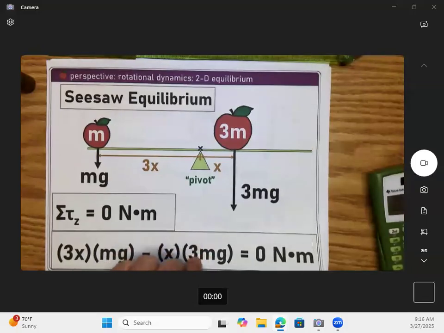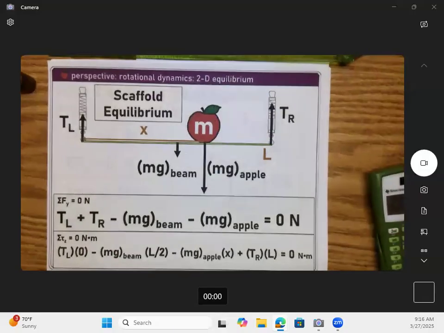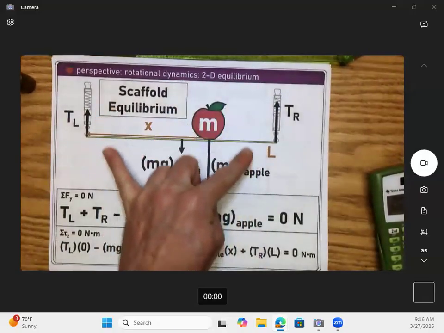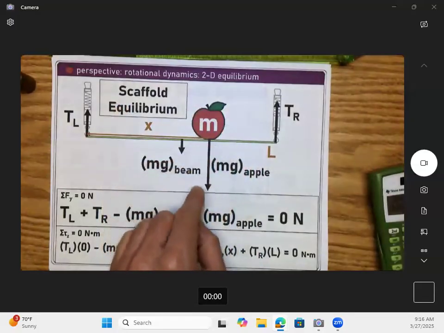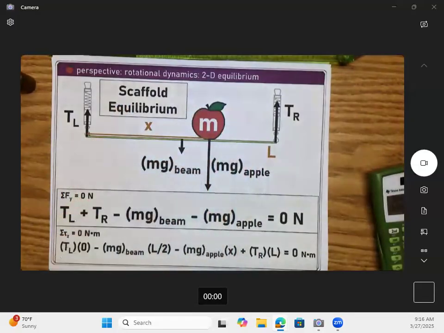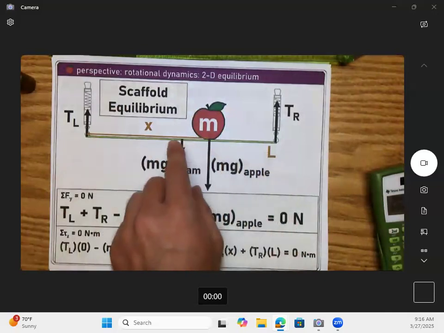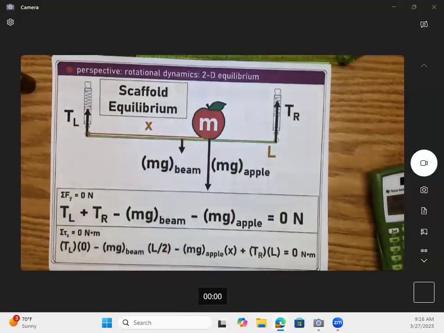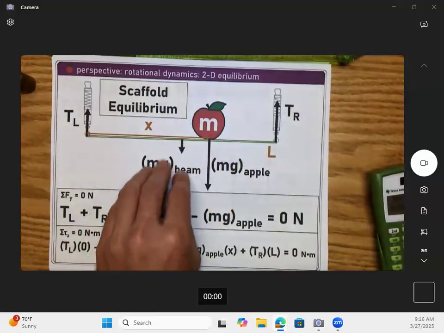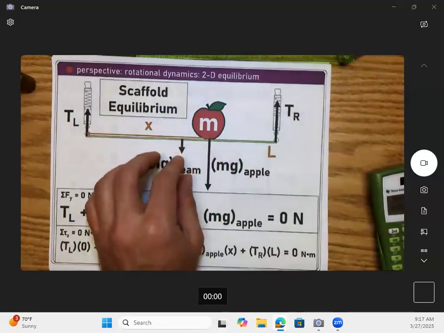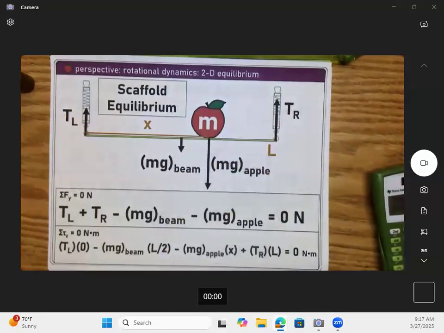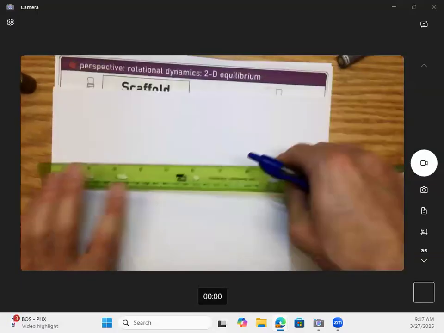So you guys got the seesaw? How about the alternate version of this, the scaffold, where you're holding up with 2 supports, and maybe there's mostly one weight pulling down. Depending on how complicated you make this, you can either include the weight of the beam, or sometimes they just say the beam has negligible weight. Let's do an example where the weight of the beam is pretty small, so I'm just going to ignore that. And we'll figure out, if I tell you this weight, what could these 2 tensions be? You guys want to solve that? Let's do that.